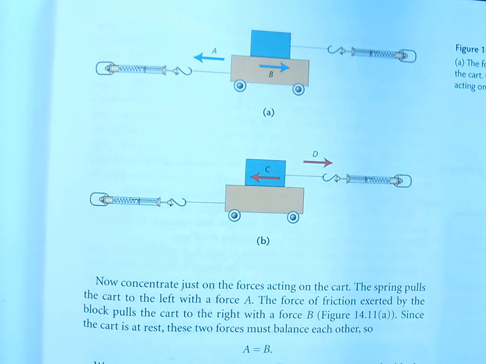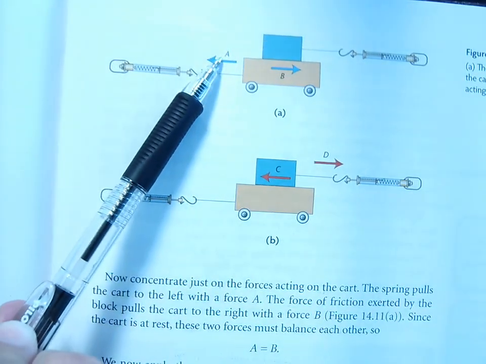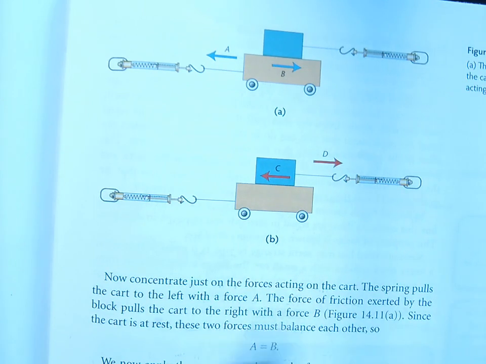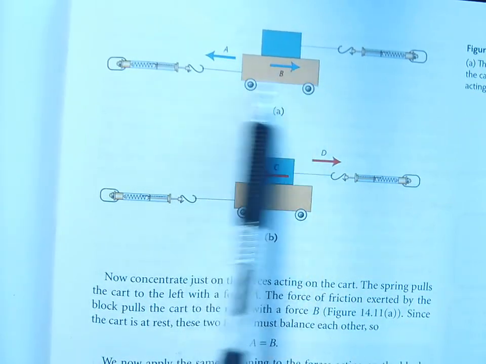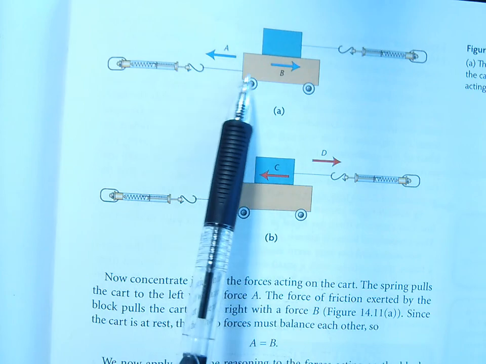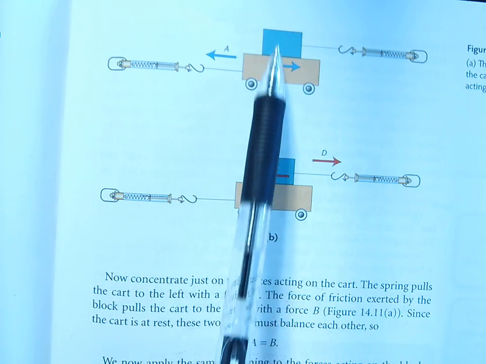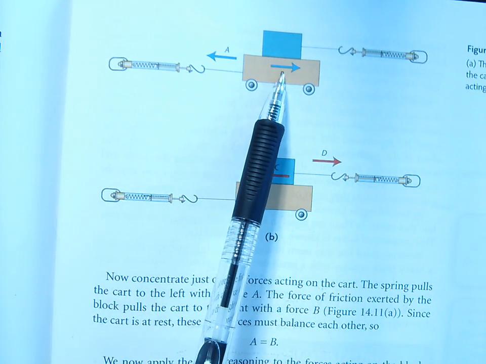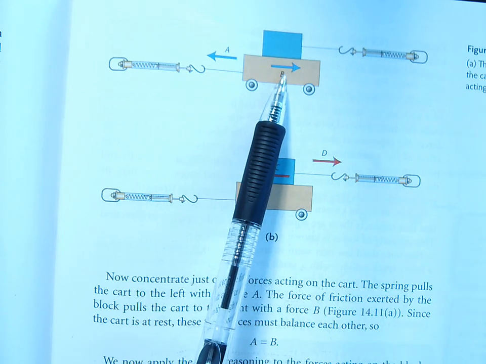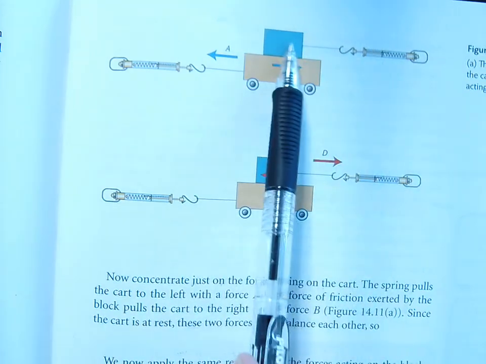So here's what they say. Let's see. Okay, so let's look up here. The spring pulls the cart to the left with force A, okay? The force of friction exerted by the block pulls the cart to the right with force B. So now what we're looking at is just the forces acting on just the cart itself. Okay, so we're pulling on the cart with A, and the block, because of the friction between the two objects, is pulling on the cart in this direction. Remember, friction always opposes motion, no matter what. That's what friction does. Sometimes it's good, sometimes it's bad, but it is what it is.